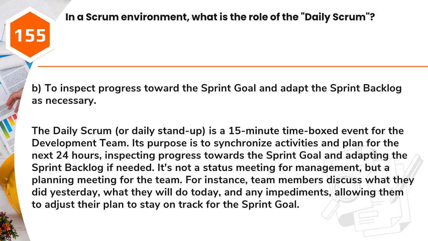Answer: B. To inspect progress toward the sprint goal and adapt the sprint backlog as necessary. The daily Scrum, or daily stand-up, is a 15-minute time-boxed event for the development team. Its purpose is to synchronize activities and plan for the next 24 hours, inspecting progress towards the sprint goal and adapting the sprint backlog if needed. It's not a status meeting for management, but a planning meeting for the team. For instance, team members discuss what they did yesterday, what they will do today, and any impediments, allowing them to adjust their plan to stay on track for the sprint goal.